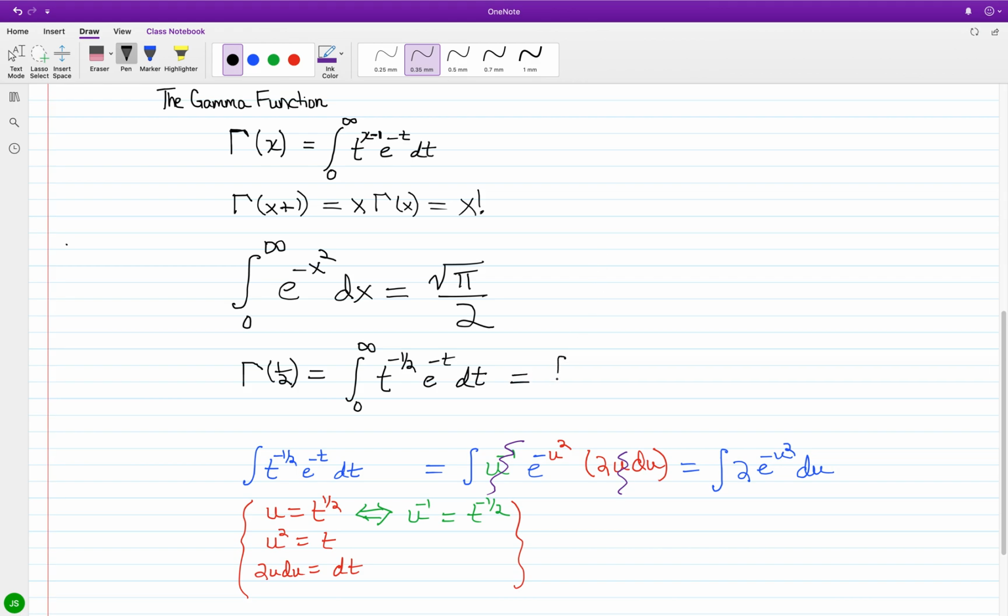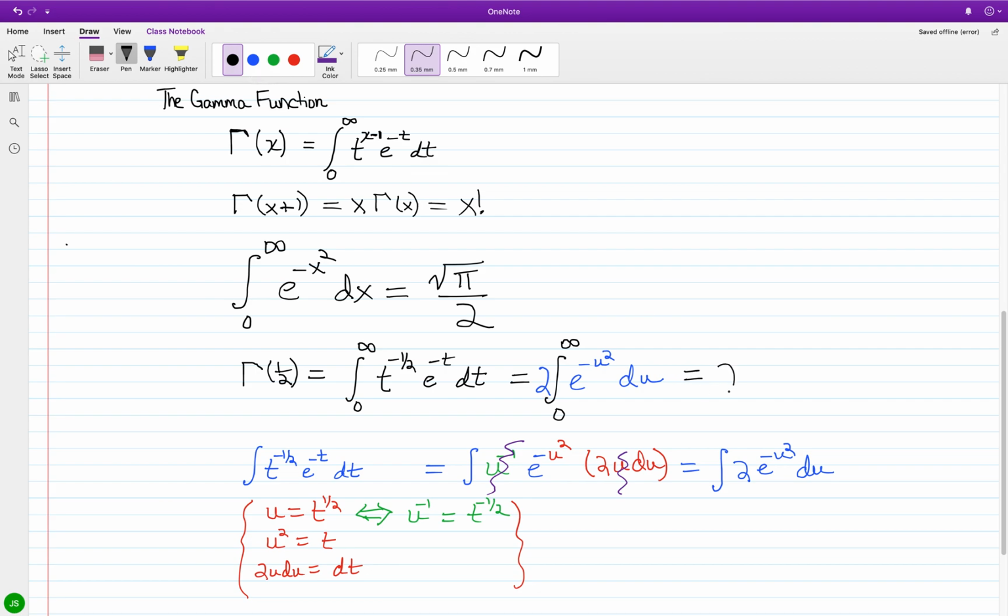So if we take what we have here back into the improper integral, we're looking at going, again, from 0 to infinity, and in place of t to the negative 1/2 times e to the negative t dt, I have 2 times the integral as t goes from 0 to infinity, or in this case as u goes from 0 to infinity, of e to the minus u squared du.